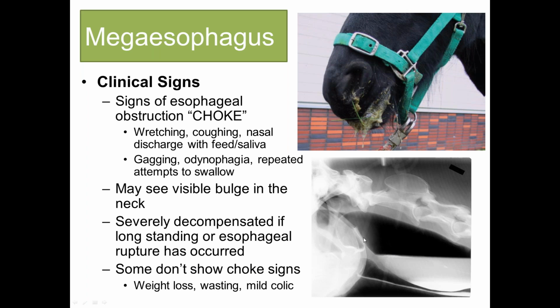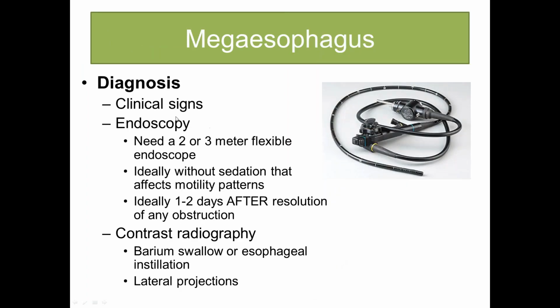This is an example of a barium study, so you can see huge dilation of the esophagus. To put it in perspective, that's the windpipe down here. This is multiple times the size of that in this horse. So diagnostically, certainly clinical signs are supportive. Endoscopy is very useful. You need a 2 to 3 meter flexible endoscope.